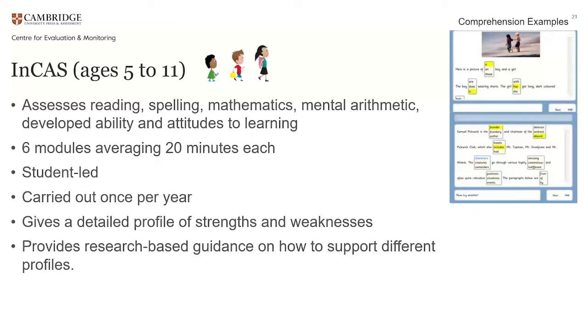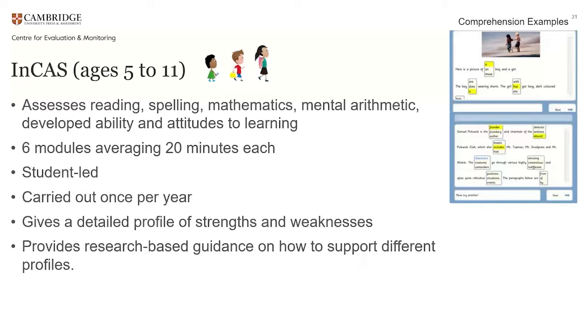So we're looking at reading, mathematics, developability, and also other areas like spelling, etc. This one is done once a year, and you get a really detailed profile of the strengths and weaknesses. So it's not just, this is their reading score and this is their math score, but you'll actually get the sub skills as well.